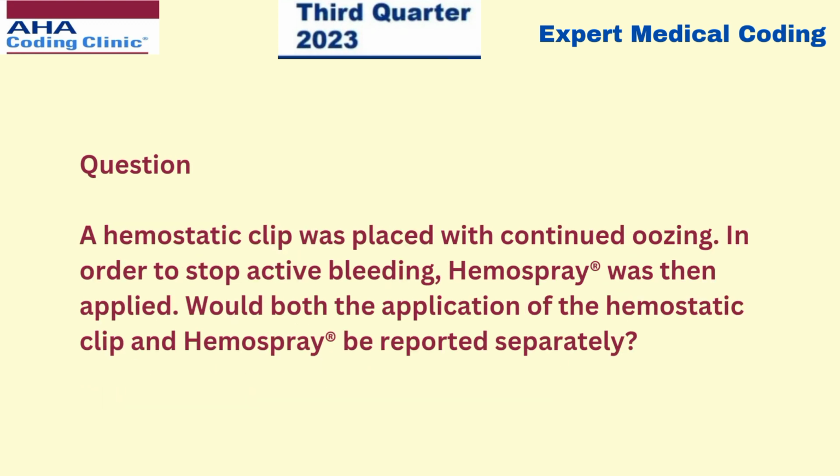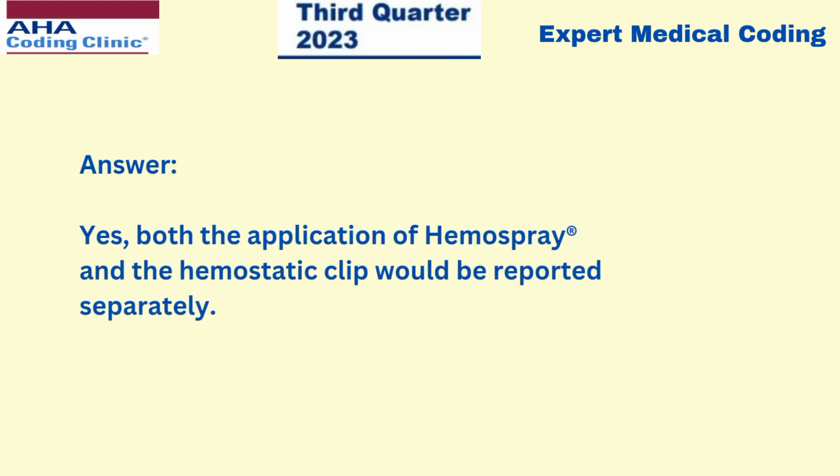A hemostatic clip was placed with continued oozing. So what the physician has done, he has placed the hemostatic clip there in order to control the bleeding, in order to stop active bleeding. Hemospray was then also applied. Now the physician also has applied the hemospray. The question is, would both the application of the hemostatic clip and hemospray be reported separately? And the answer is yes, both the application of the hemospray and the hemostatic clip would be reported separately.